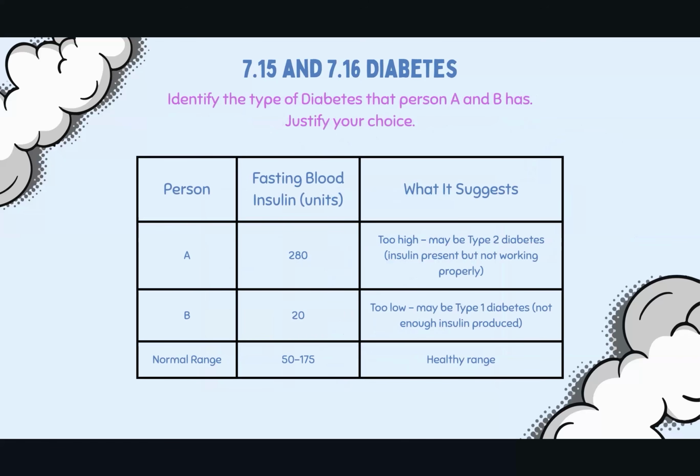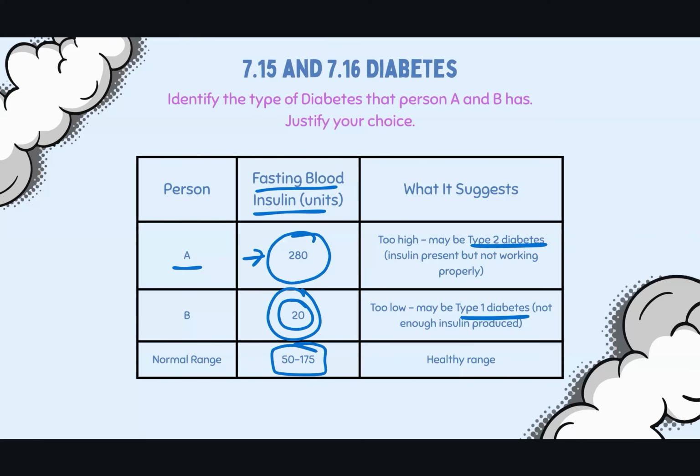So now if we look at this information here, you've got person A, and this is looking at insulin and how much insulin is in the blood. So here we've got high insulin level. Here we've got low. This is normal range. So this indicates diabetes type 2 because insulin levels are really high. And this one indicates type 1 diabetes because not enough insulin has been produced.